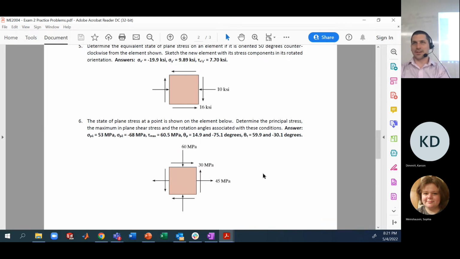How are we on number 6? Anyone try number 6? I mean, it really is just plug and chug when you get all the numbers right.